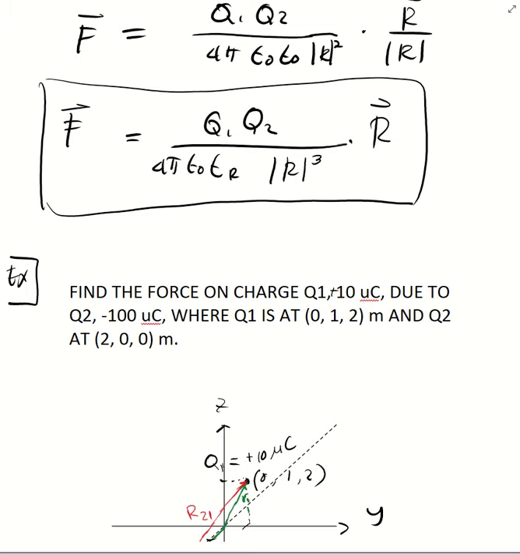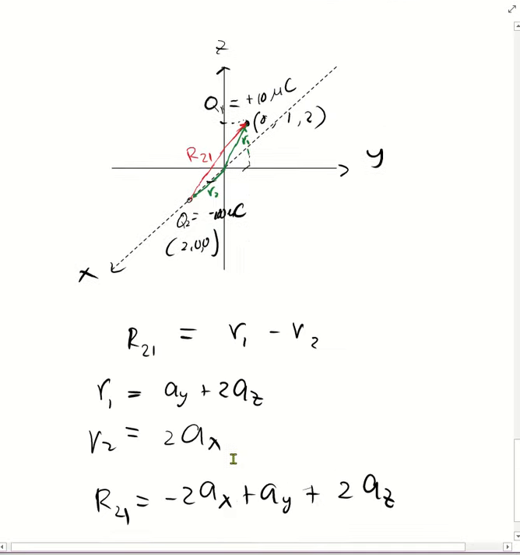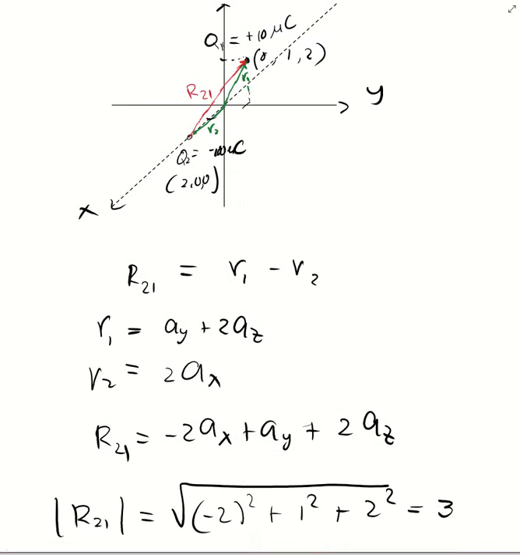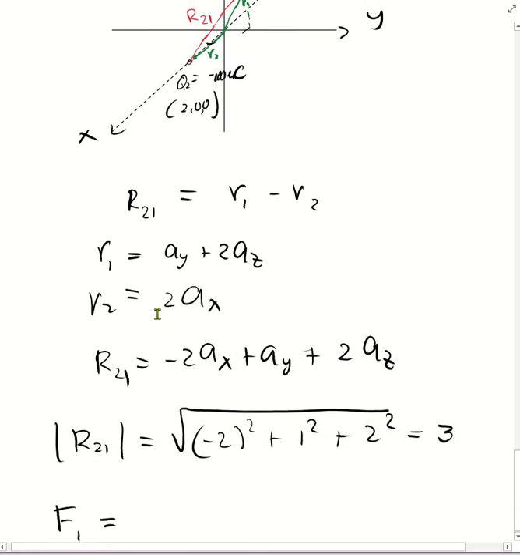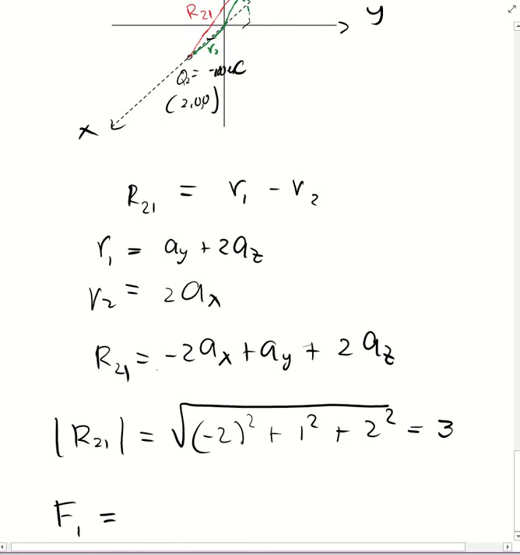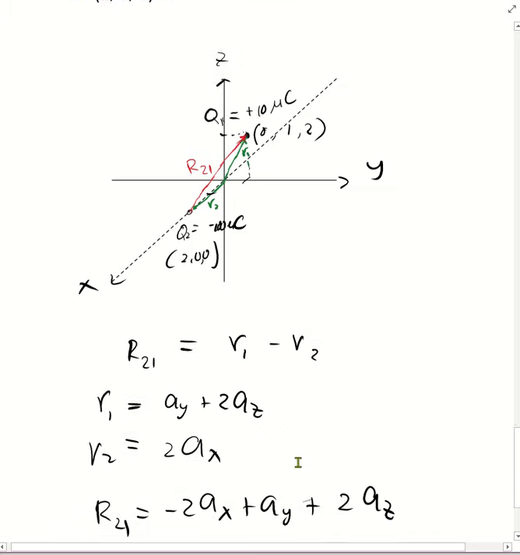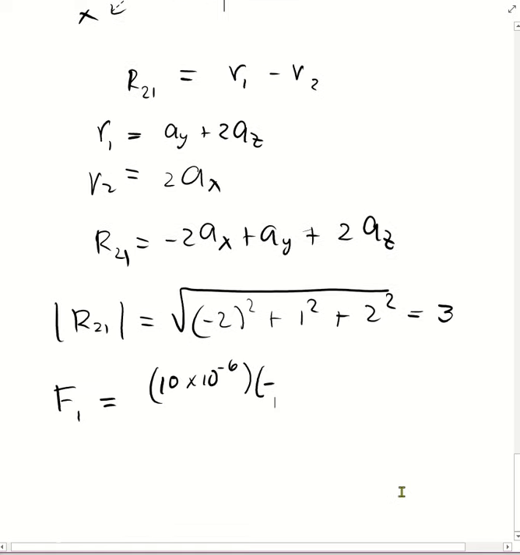So if we solve now for the force F1, because we're solving for the force at Q1, this will be equal to Q1 times Q2. Q1 is what? Q1 is 10 microcoulomb, so this is 10 times 10 to the negative 6. Then we multiply it with the negative. We need to include the negative 100 microcoulomb, times 10 to the negative 6.